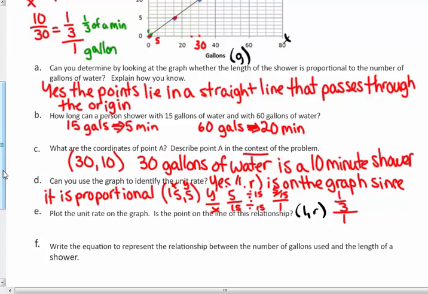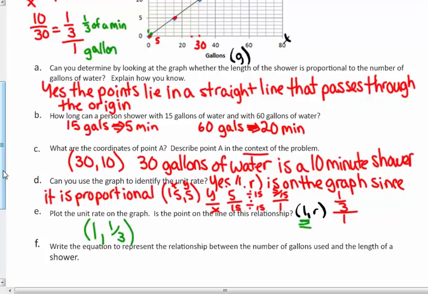Is the point on the line of this relationship? Yeah, it's on this black line. It's very hard to put it on there, but I can put it on there. It's the point when X is 1. When X is 1, so for 1 gallon of water, I get 1/3 of a minute of time in the shower.